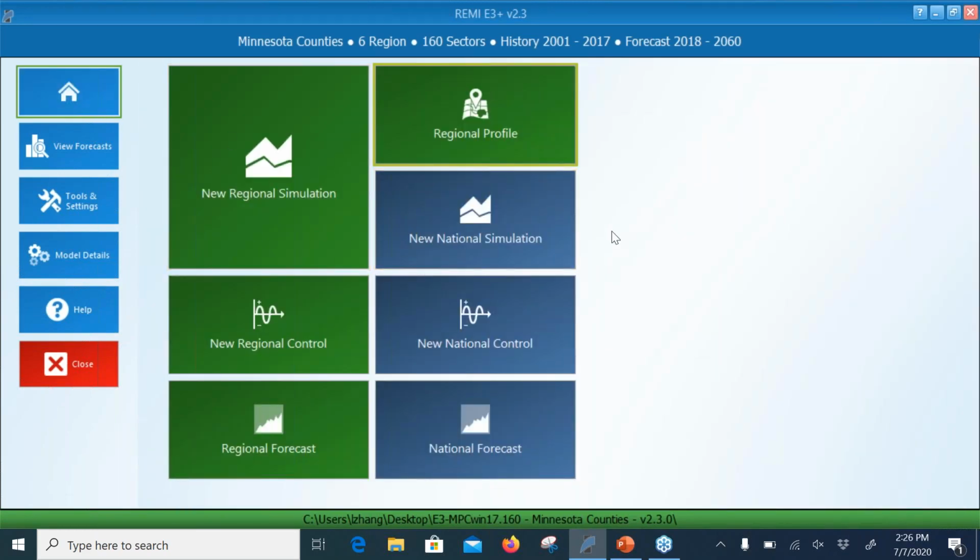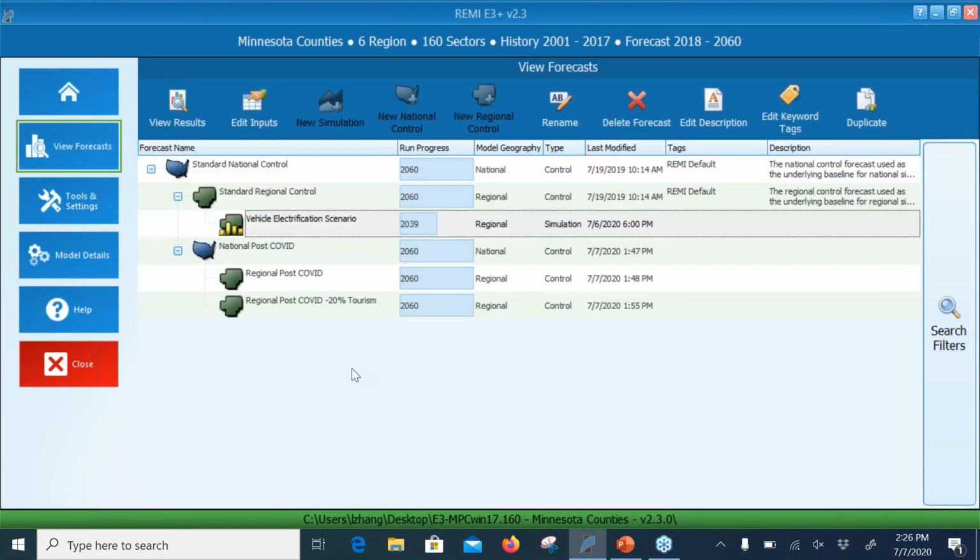So one of the key features of REMI is its ability to make national and regional forecasts, which can be done by these 2 buttons over here, New National Control and New Regional Control. And if we scroll over to this View Forecast button on the left, you can see examples of forecasts that I have loaded in.